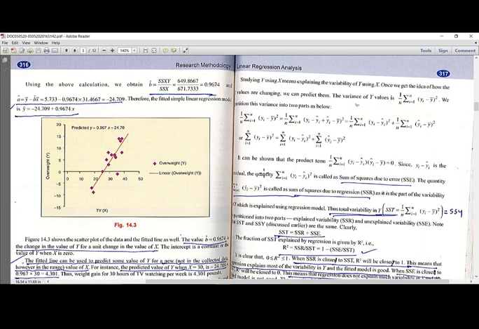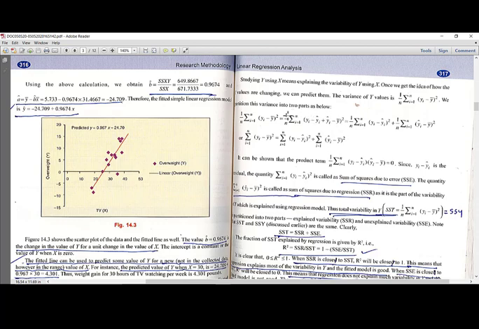For that purpose, studying y using x means explaining the variability of y using x. And here, what is done, the variance of y values is 1 by n, sigma i equal to 1 to n, yi minus y bar whole square. And this is partitioned into two parts, as shown here. 1 by n sigma i equal to 1 to n yi minus y bar whole square is written as 1 by n sigma i equal to 1 to n, and here yi cap is subtracted, and here yi cap is added, so that this remains the same.